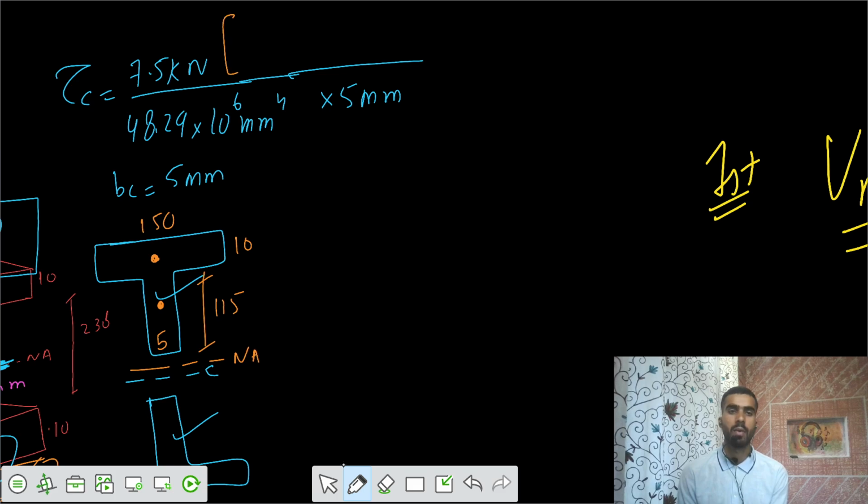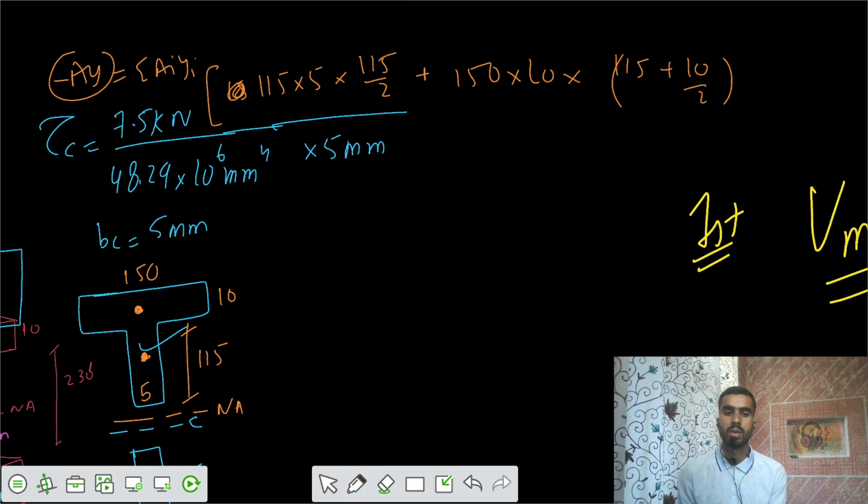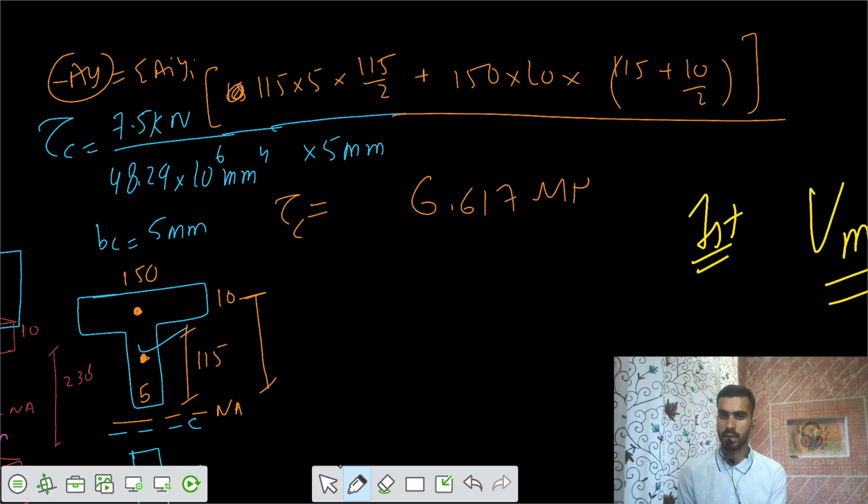So let's calculate that A Y bar. Your A Y bar would be equal to the summation of A_i Y_i. So that would be equal to 115 into 5, that acts at 115 by 2, plus the next area, your 150 into 10, and that centroid is acting at 115 plus 10 by 2. Then you multiply it in this way. So you got a shear stress value tau C equals shear stress at C equals 6.617 megapascal.